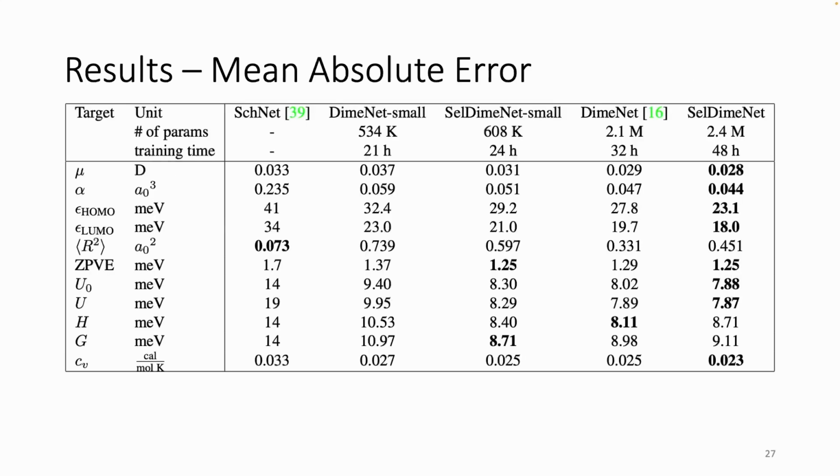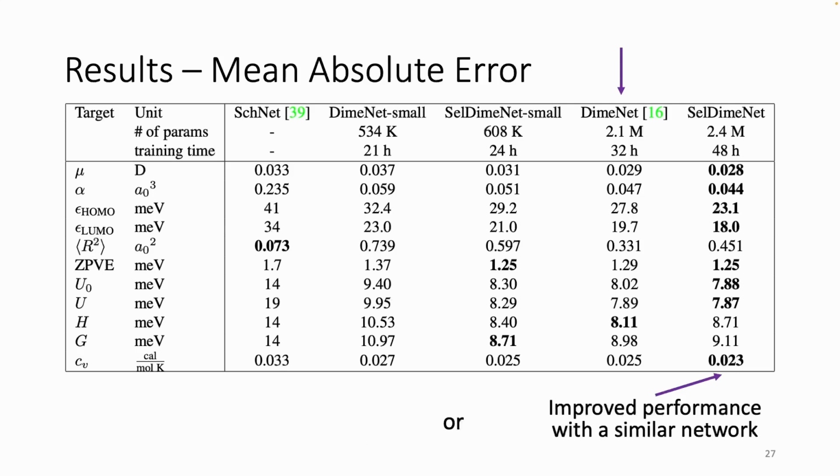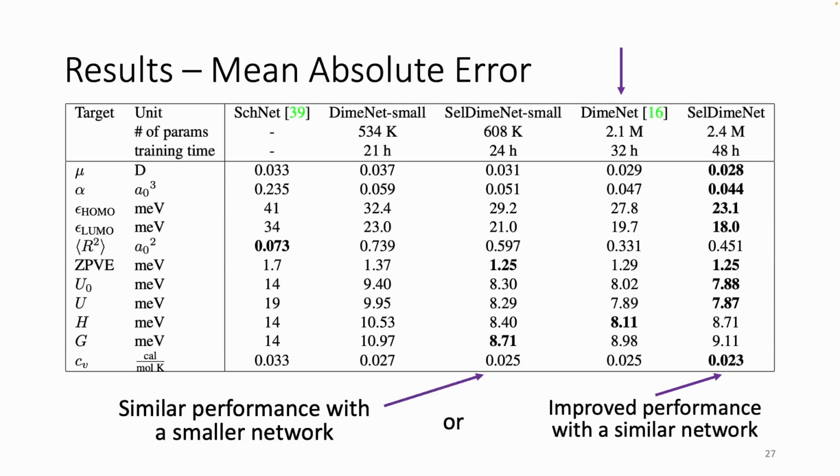For the various properties that are predicted for the molecules, when you compare to the original DimeNet, we found that you can either improve the performance with a very similar network, but just adding selection to it, or you can use a much smaller network and get similar performance to the original by incorporating selection into it.